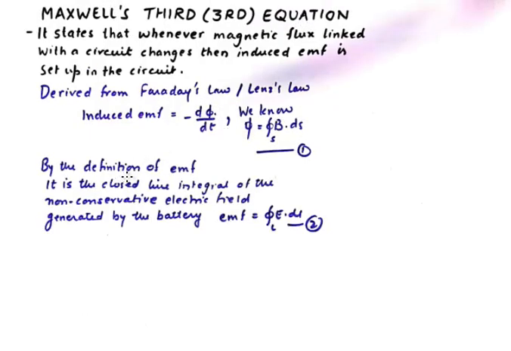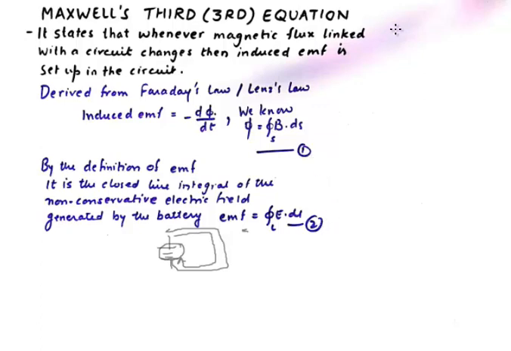And by the definition of EMF, the electromotive force, it is the closed line integral of the non-conservative electric field generated by a battery. So if we have a battery, the total electric field will be the total field in the entire closed loop. So E dot dl will be the total EMF. The total EMF produced by the battery will be the total EMF spent along the route in this closed loop. So that's the basic definition of EMF.